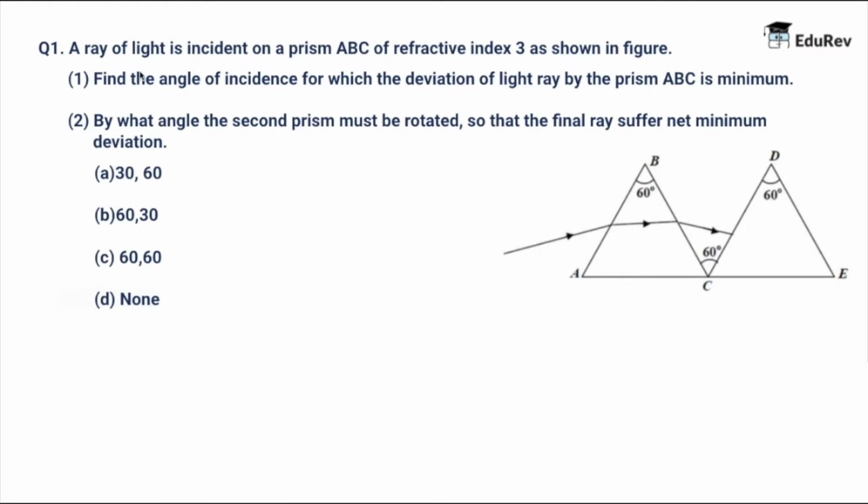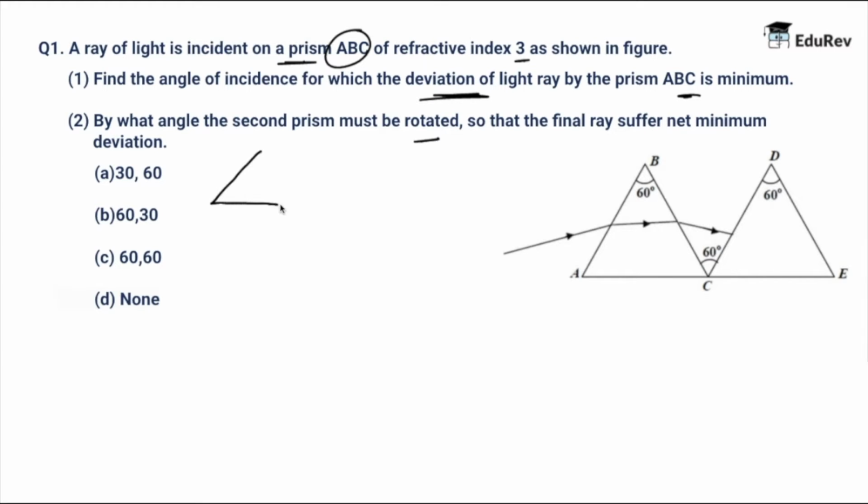Question number 1 states that a ray of light is incident on a prism ABC of refractive index root 3, as shown in the figure. We need to find the angle of incidence for which the deviation of the light ray by the prism ABC is minimum, and also by what angle the second prism must be rotated so that the final ray suffers a net minimum deviation. So to understand this question, let's draw prism ABC.